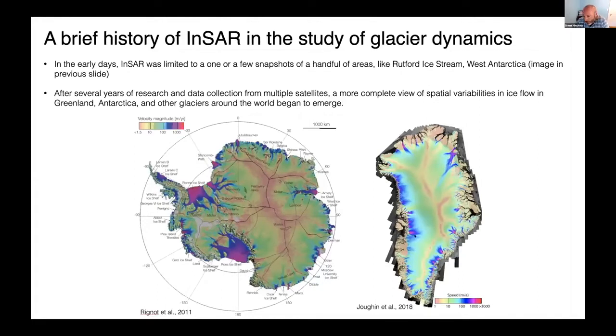But as a general rule, flow properties in Greenland are a bit different than the flow properties in Antarctica. And there's a general lack of floating ice shelves in Greenland, lots of floating ice shelves in Antarctica. These are all things that were sorted out primarily with the use of InSAR.